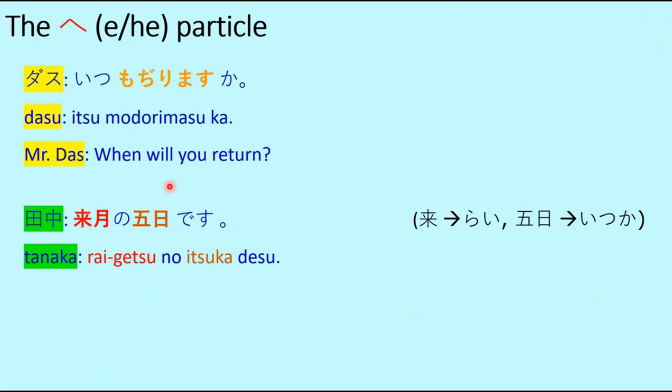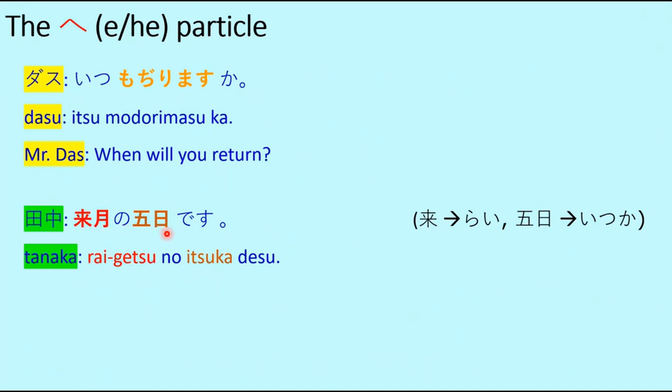Raigetsu no itsuka desu. Now raigetsu, just look at this. This is the kanji of rai, which means next. Raigetsu, getsu means month and rai means next. So next month no itsuka. Itsuka is nothing but the fifth day of the month. So you can see here, this is go, that is 5, and this is nichi. That means fifth day of the month, fifth day of the next month.